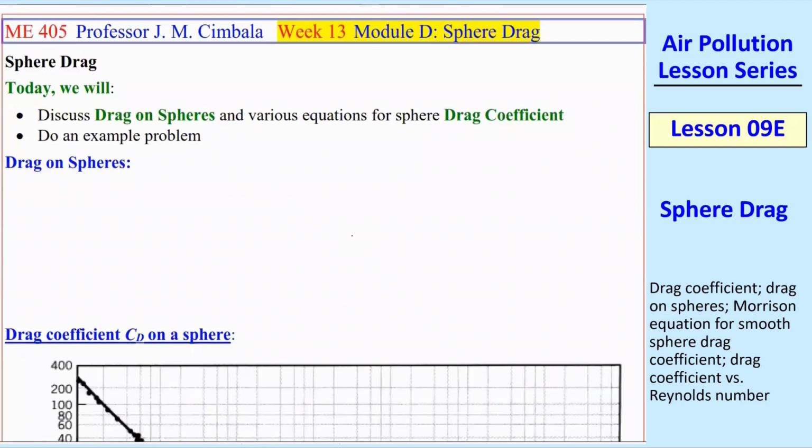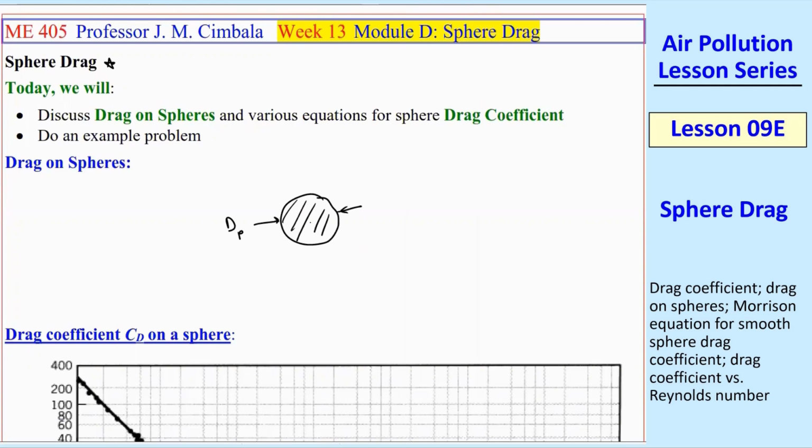Air pollution particles are spheres, so we're going to talk about sphere drag today. Then we'll look at some various equations that we'll need to integrate into our problems. So let's look at a spherical particle. So this is some air pollution particle. It has a diameter of dp, so p means particle.